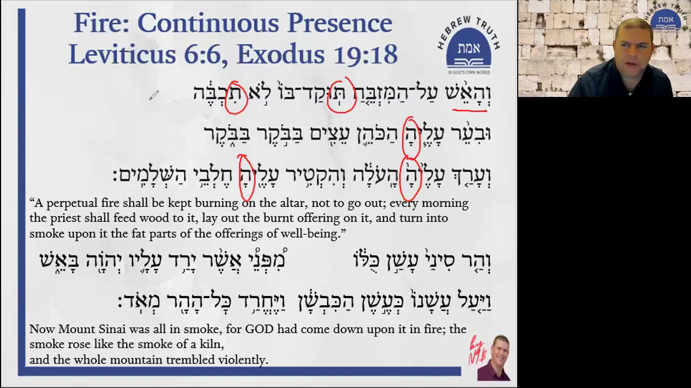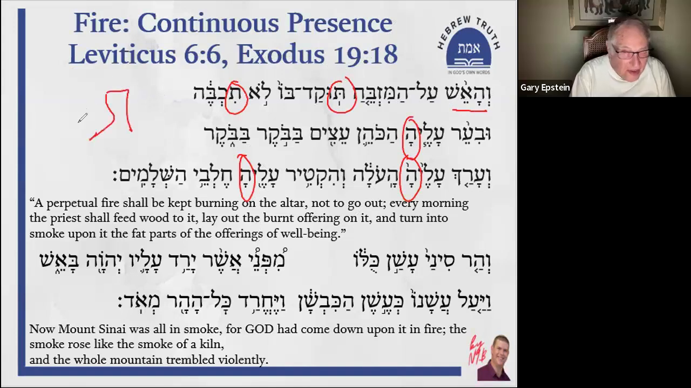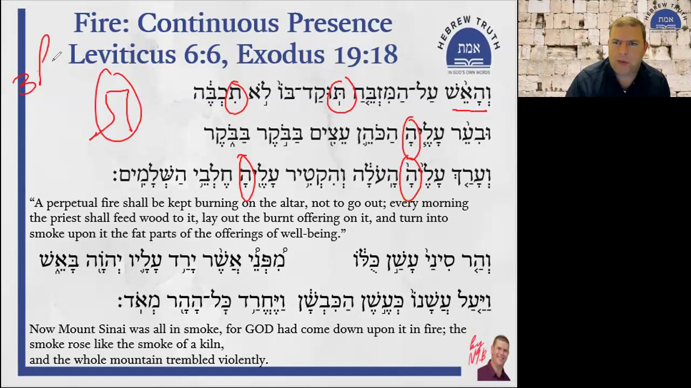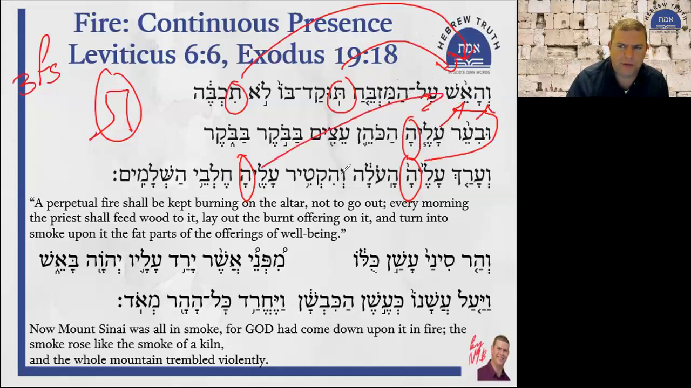You can see the prefix, the tav, which is the prefix for the third person feminine singular. So we have tukad, tichbe, and we have the preposition al followed by the third person feminine singular suffix, aleha. Upon it. And that's the feminine. So esh here is feminine.